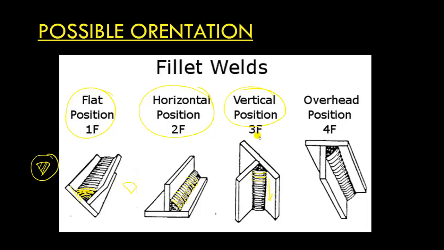So the third one is vertical, and the fourth one is the overhead position, where one plate is up and another is on the bottom, and then you have to build the weld from the bottom, and that is basically an overhead position. So you can have different possible orientations of a fillet weld. So you have seen different types of fillet welds and the possible orientations for fillet welds.